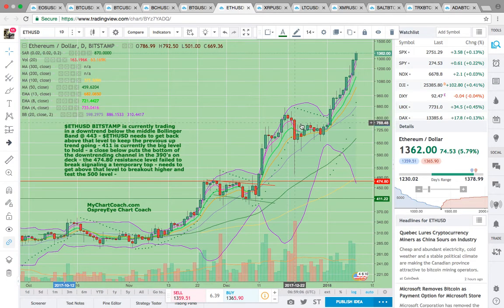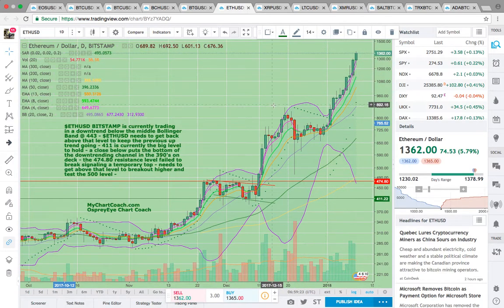That happened right here. There was a red candle. It worked its way to the middle Bollinger Band. It hit the middle Bollinger Band here. You had the red candles here. They worked their way back to the middle Bollinger Band. So it has a history of doing that, and so it could very well do that again, and that would be a big haircut from the current levels. So keep that in mind.